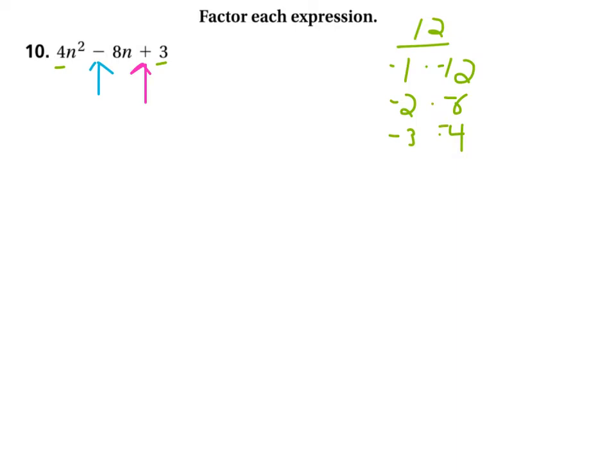Then which two add to -8? Well, these two add to -8. So we just rewrite our original polynomial again, 4n squared, except instead of 8n, we're going to break it up into the two things that we got here circled in pink, which are -2n and -6n. We just break it into two pieces.